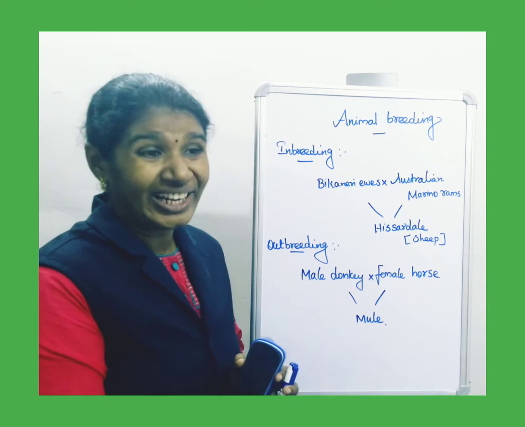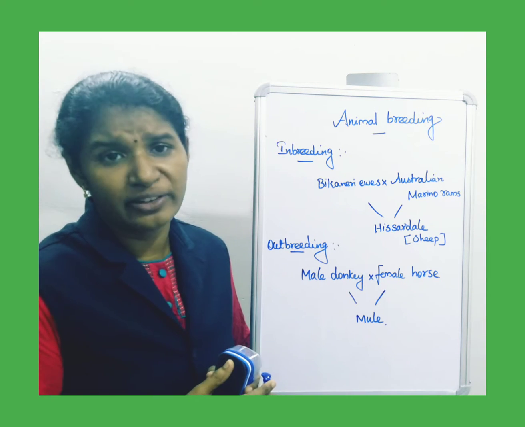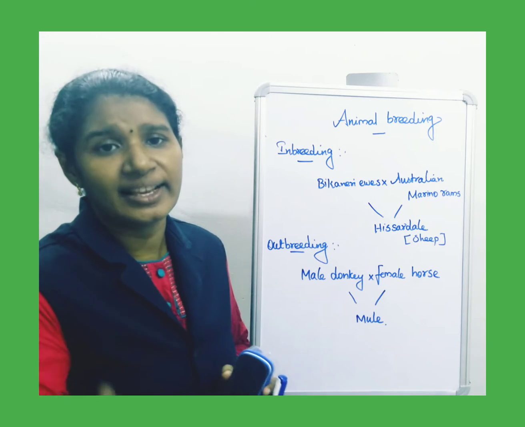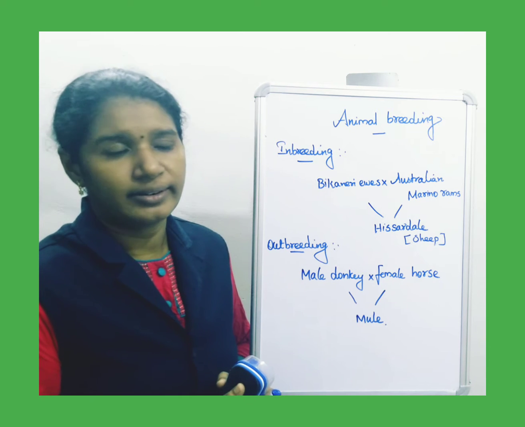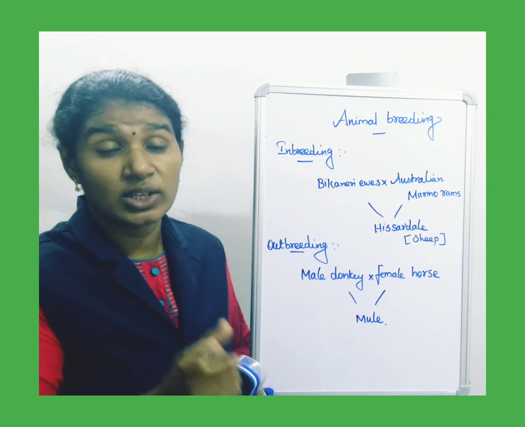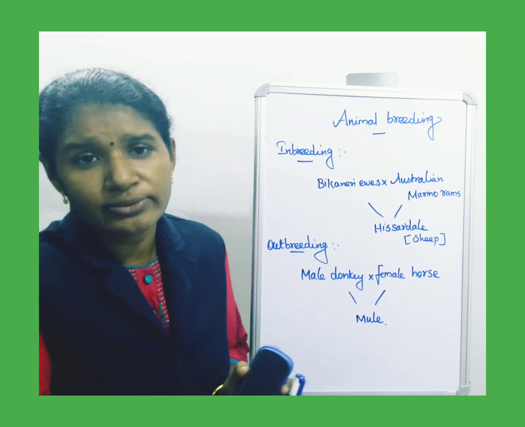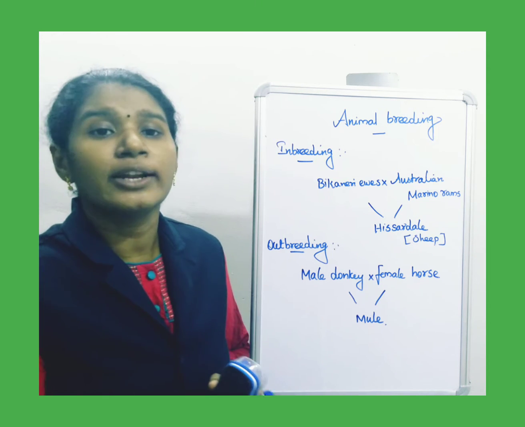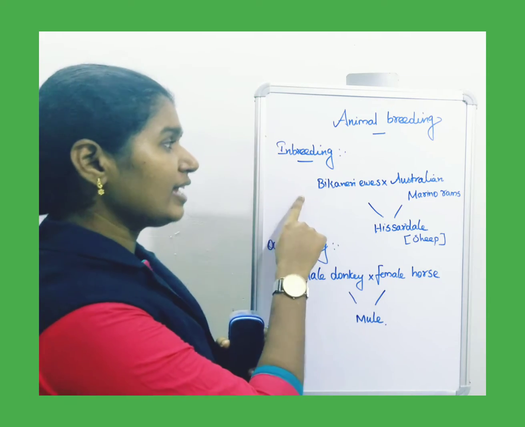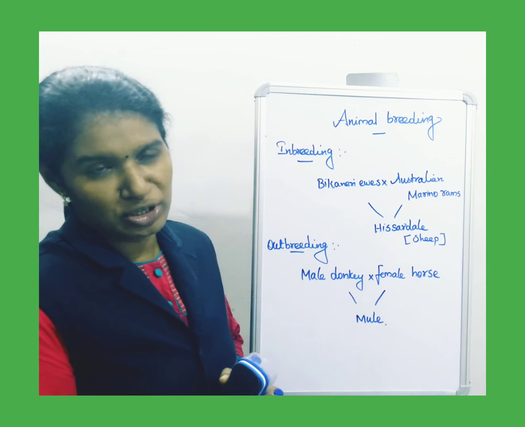For example, white Leghorn can be crossed with Plymouth Rock to get hybrid fowls, which produce more eggs. That is also a hybrid variety. Brown Swiss and Sahiwal are crossed, giving Karan Swiss, which produces more milk over generations. All these we can call outbreeding varieties. So inbreeding is between closely related species, and outbreeding between unrelated species.